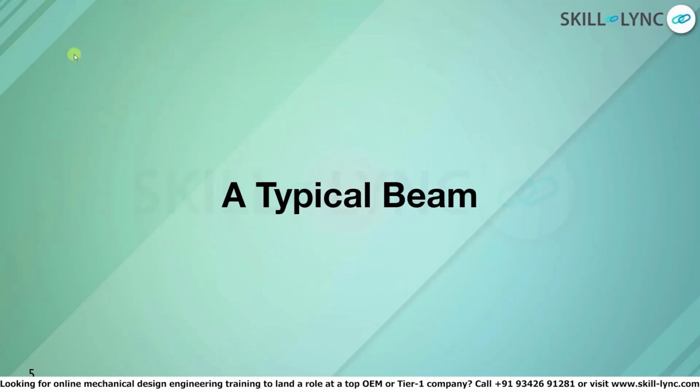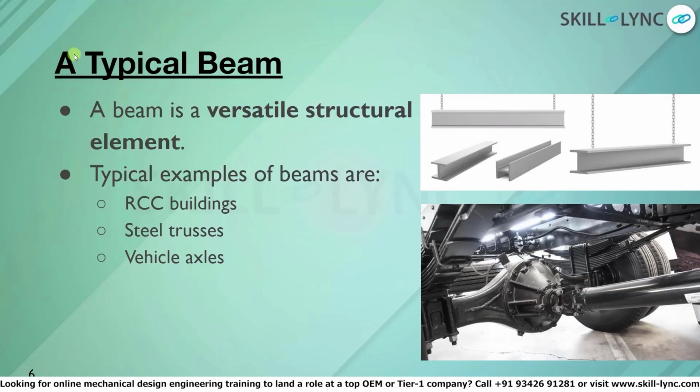Now we look at a typical beam. A beam is a versatile structural element, that is, it can be used in many different areas. Beams primarily resist loads applied laterally to the beam's axis. The mode of deflection in beams is bending. Typical examples of beams are RCC buildings, steel trusses, and vehicle axles.